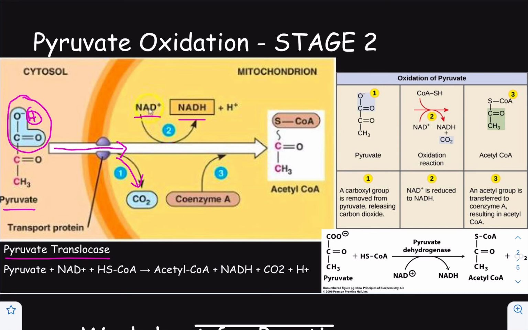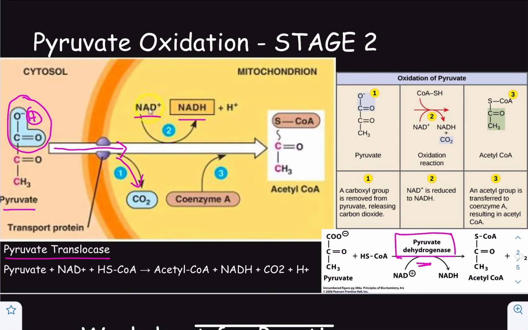And then remember, whenever you have a transfer of hydrogen, you have a dehydrogenase enzyme helping. This is pyruvate dehydrogenase right here. It shows the enzyme being used. The enzyme being used, pyruvate dehydrogenase, catalyzes the transfer of hydrogens.